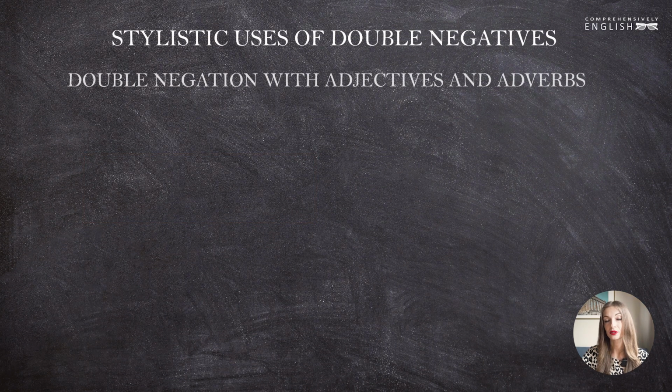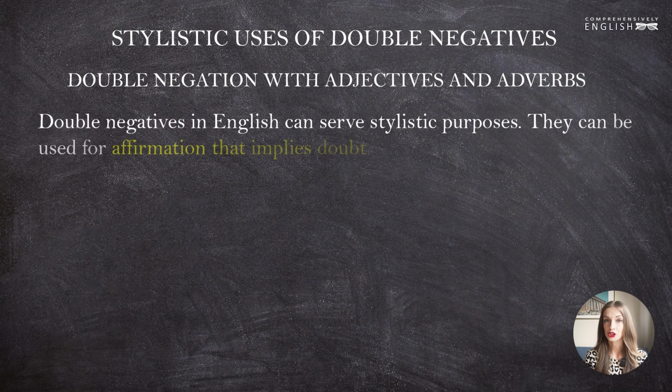We'll start with double negation with adjectives and adverbs. Double negatives in English can serve stylistic purposes. One of those purposes is expressing affirmation that implies a little bit of doubt. To get this effect, we are going to use not with our verb form and an adjective or an adverb with a negative prefix. Typically it's un or in, or its versions like im, il, ir.